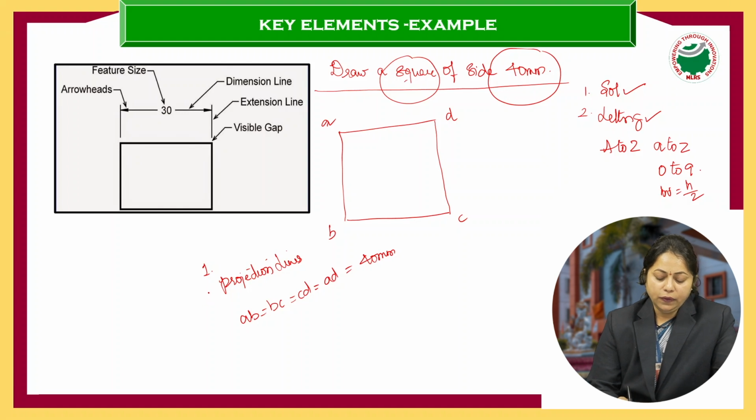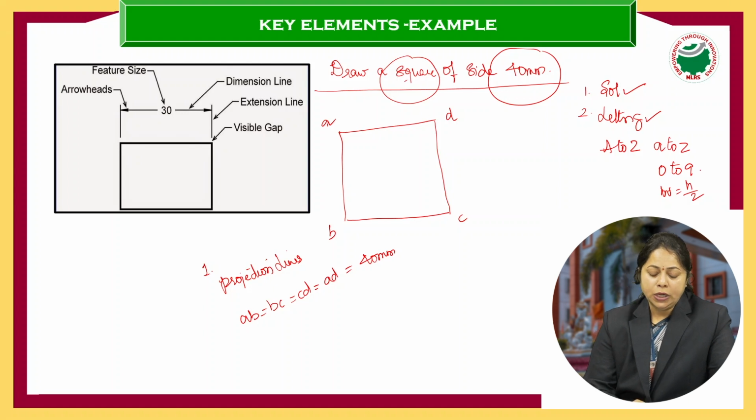So now here, we have to accept that all the sides are of equal dimension, which is 40. So indicating on one side will be more than enough. So let me pick a side which is CD. Okay, so what does projection line mean?